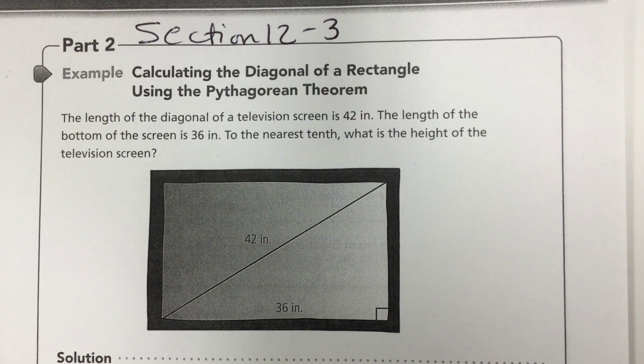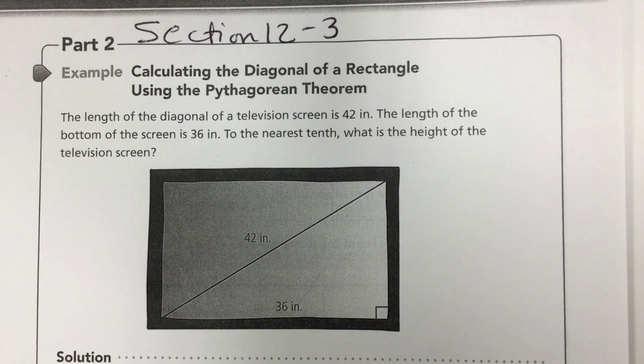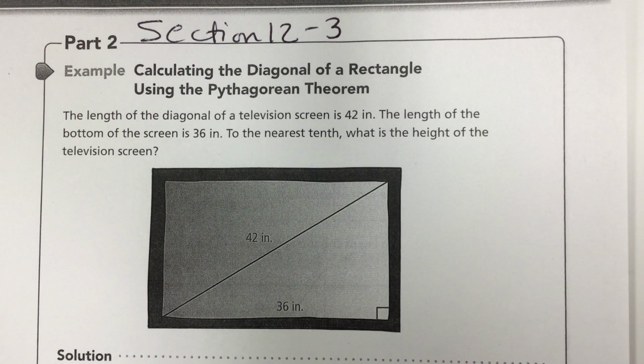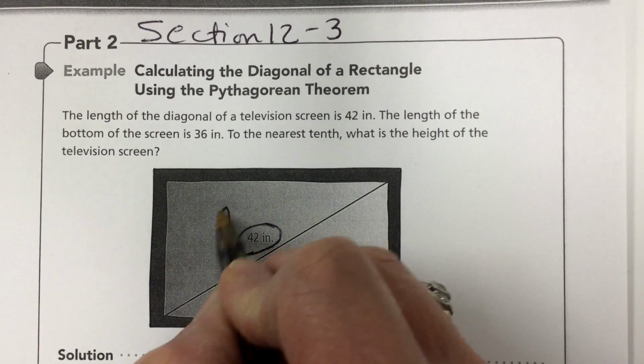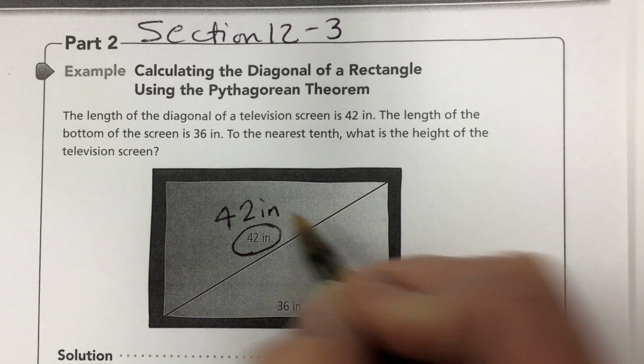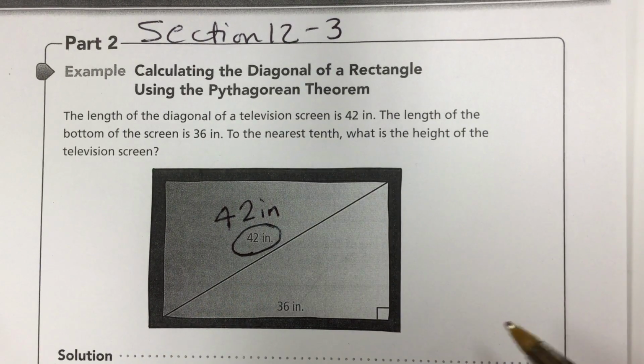Section 12-3, Part 2, calculating the diagonals of a rectangle using the Pythagorean theorem. The length of the diagonal of a television screen is 42 inches. So I'm going to circle that. I'm going to make that larger, 42 inches, in case you're having trouble seeing that.